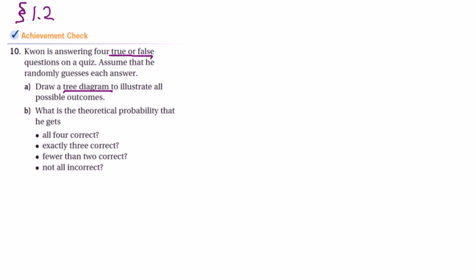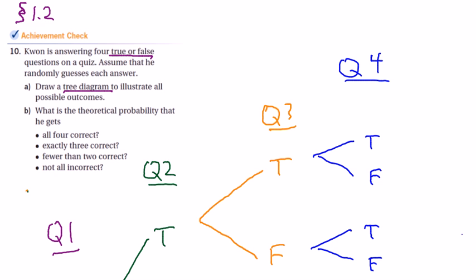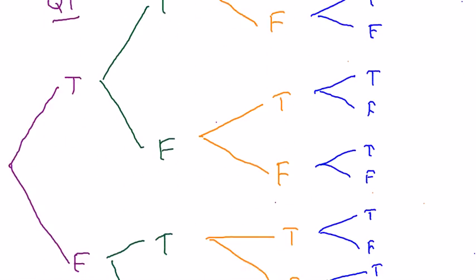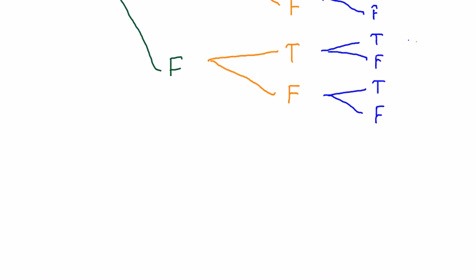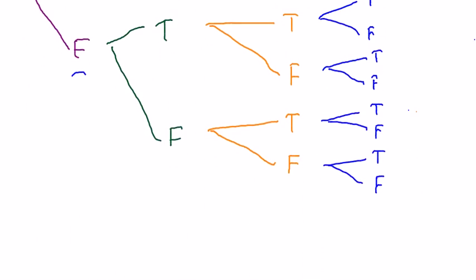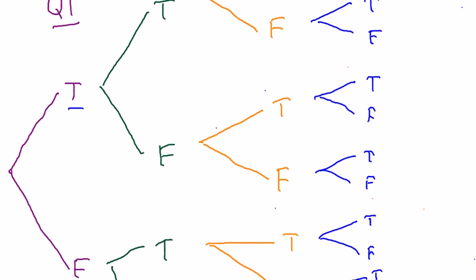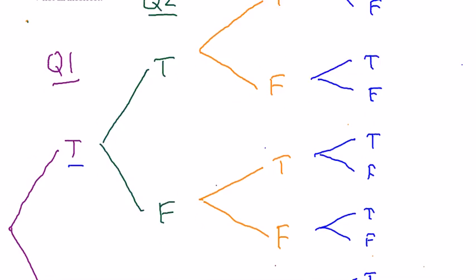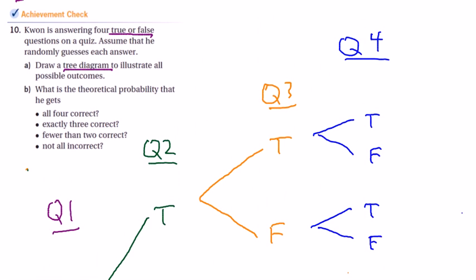So what you need to do now is snap your fingers. And if you snap your fingers just right, then a tree diagram will appear. So here we go. There's 2 branches in the first question, true or false. There are 4 options for the second question, so 4 branches, then 8, then 16. Or in other words, 2 to the power of 4 different outcomes. So that's my answer to question A.